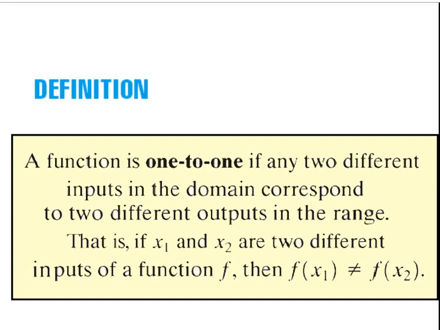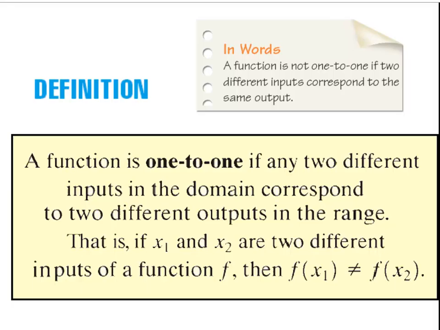What does that mean? So the definition in the textbook basically says a function is one-to-one if any two different inputs in the domain correspond to two different outputs in the range. Now basically what this says in layman's terms is that each output in the range can only come from distinct inputs from the domain. All right, let's see what that means.